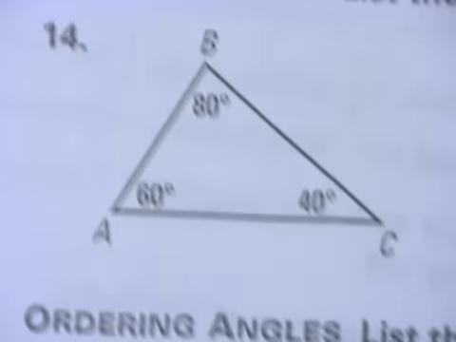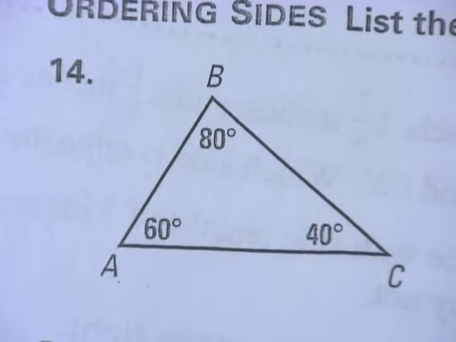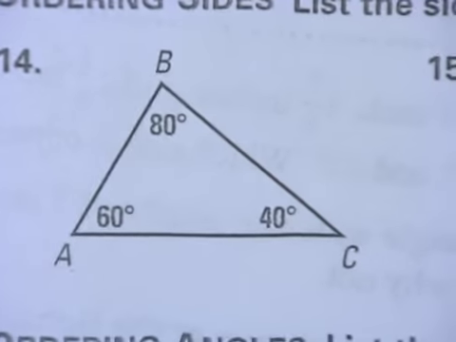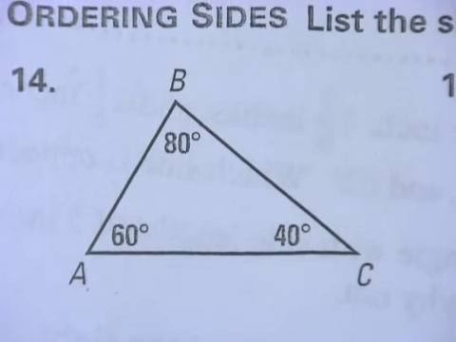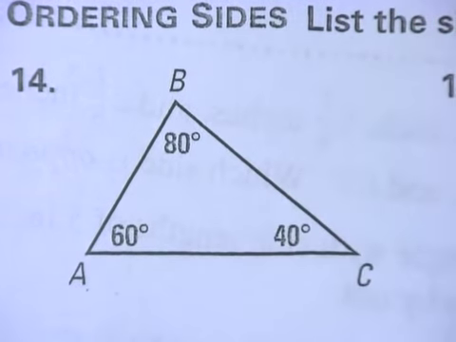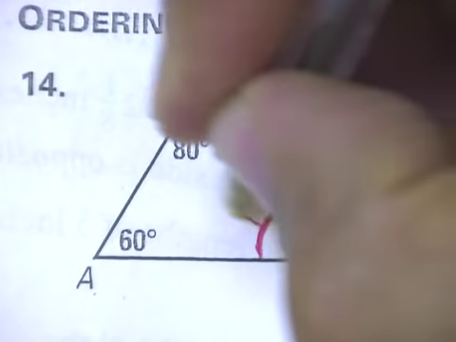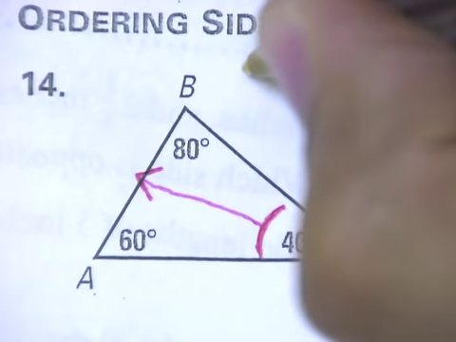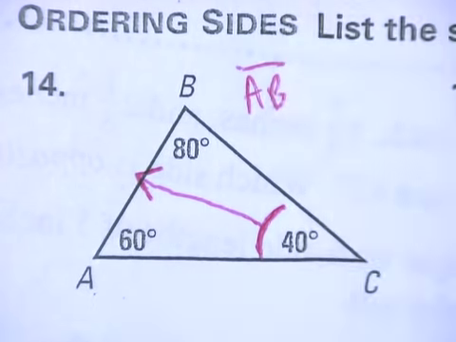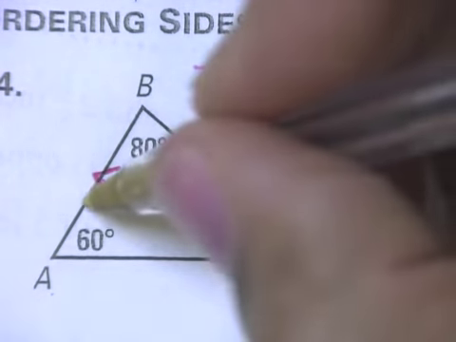We have a few more minutes, so let's go over questions 14 through 19 on page 299. On question 14, they want us to list the sides in order from shortest to longest. So we're going to name the sides from the smallest to the biggest. So let's take a look here. Here they're giving me the angles, so I'm looking for the sides. Well, this is my smallest angle, so this is going to be my smallest side. So segment AB is my smallest.